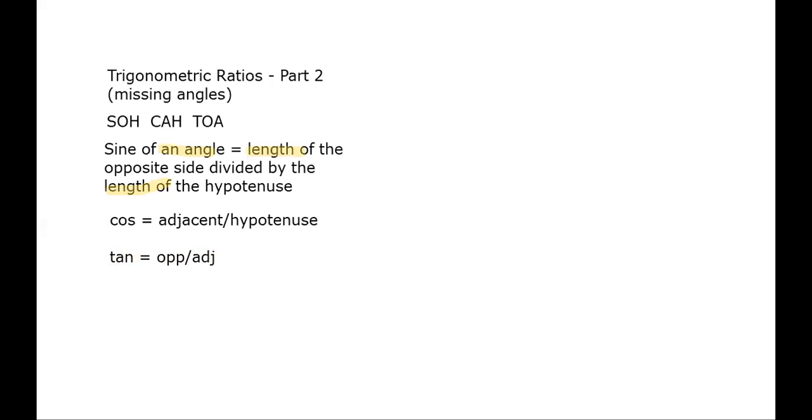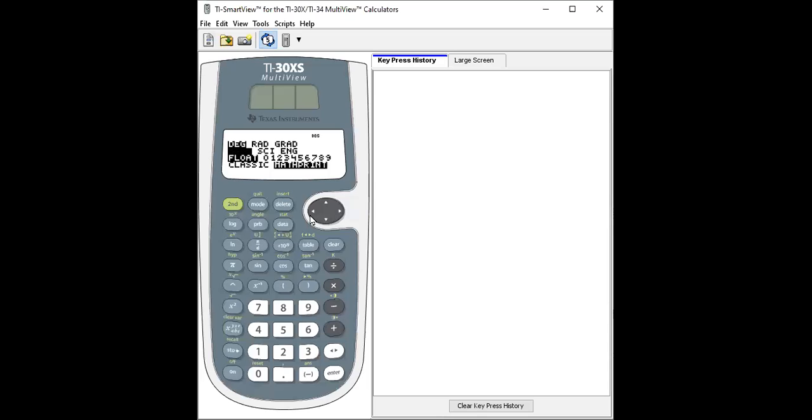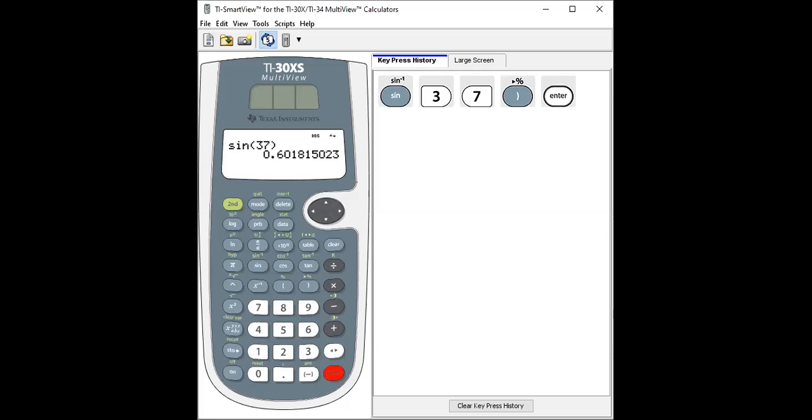And remember on your calculator, when you are trying to find the tangent, cosine, or sine of an angle, if I need to find the sine of an angle, I would push the sine button. And then what angle am I looking for the sine of? So key in the angle. And so the sine of 37 is 0.60.